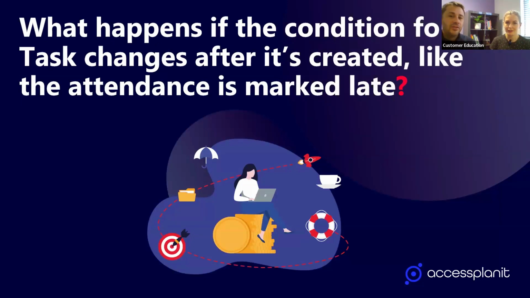What happens if the condition for a task changes after it's created? Like if the attendance is marked late, for example. It's a good point. If a task has been generated because that attendance hasn't been marked, and then before you get to the task, the trainer marks the attendance, the task won't delete itself automatically. So that's worth keeping in mind if you've got tasks with especially long durations.